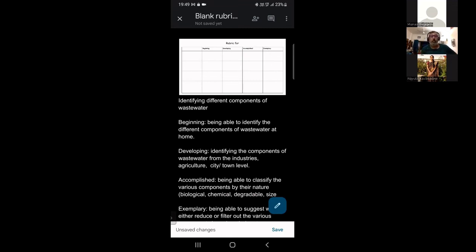So the beginning level is understanding how we create wastewater at home, like what all our activities make wastewater, then understanding the same process at a larger scale, say wastewater in industries, at city level, in agriculture, etc. Then the next level, the accomplished level, was being able to classify these components according to their properties: biodegradable or not, biological or chemical source, and the size of particles, etc.